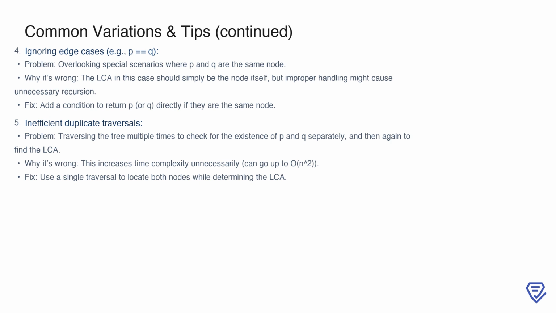Additionally, inefficient duplicate traversals can significantly impact performance. For example, some approaches traverse the tree multiple times, once to check for the existence of P and Q separately, and then again to find the LCA. This increases the time complexity unnecessarily, potentially up to O(n²). Instead, you can optimize your solution by using a single traversal to both locate the nodes and determine the LCA simultaneously. This approach not only saves time but also simplifies your implementation.